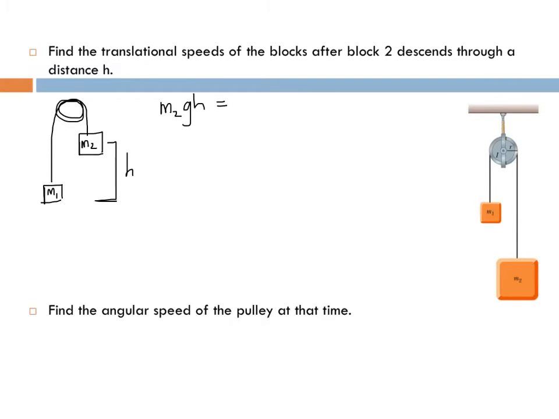And then our energy at the end, after it has traveled a distance h, is going to be 1/2. Now, each of these objects is going to be moving at the end, so they will both have the same velocity. So we can write this as m1 plus m2 times v squared. So this is our linear kinetic energy. So again, we have to include this piece if we have objects that are moving.